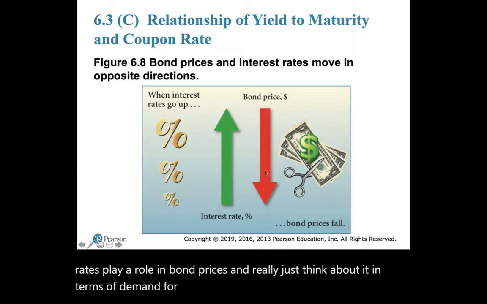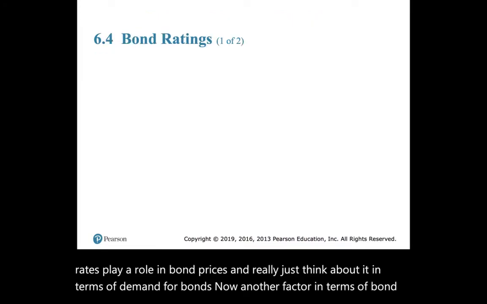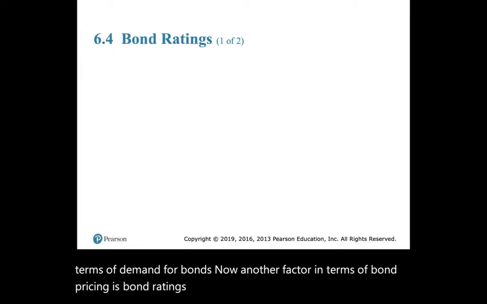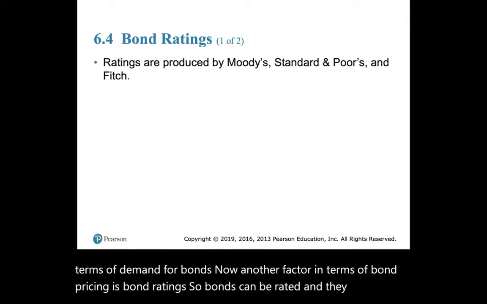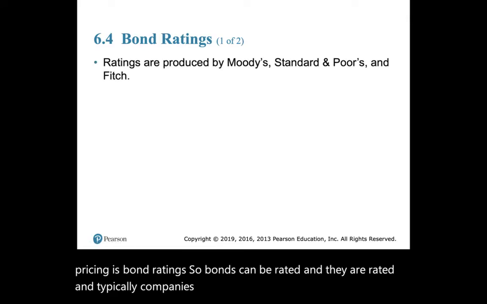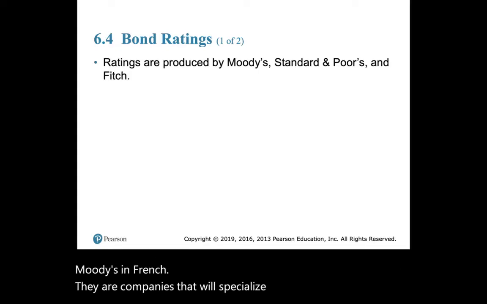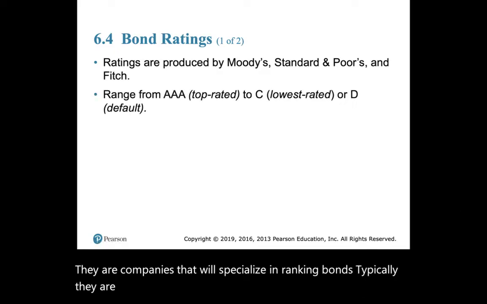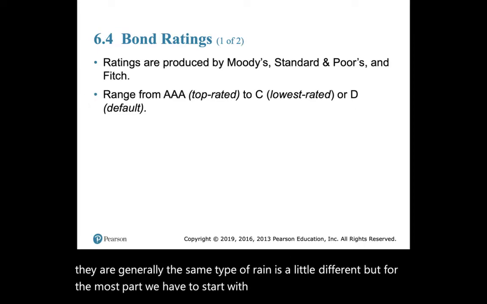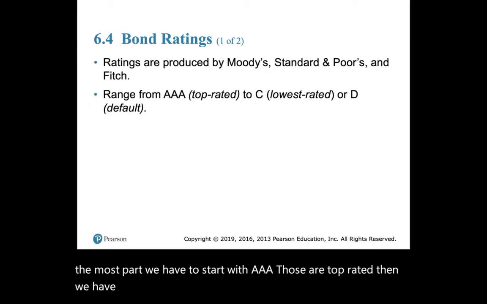Now, another factor in terms of bond pricing is bond ratings. Bonds can be rated, and they are rated. Typically companies like S&P, Moody's and Fitch specialize in ranking bonds. They're generally the same type of ratings, a little different, but for the most part, we start with AAA. Those are our top rated. Then we have C, which are our lowest rated. And finally, we have D, which is default.